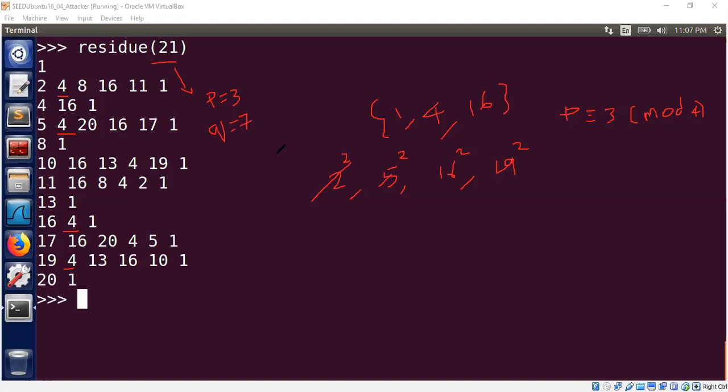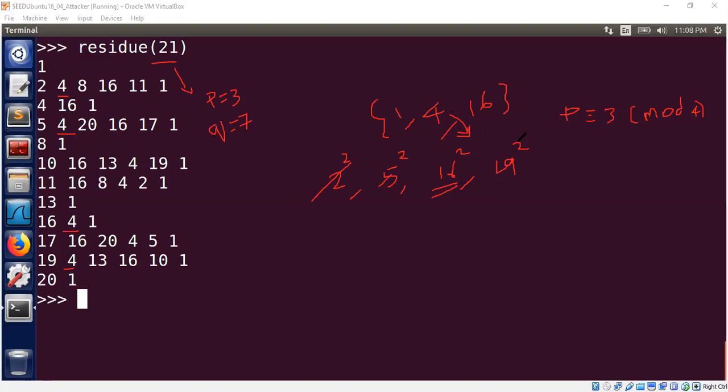Let's say Alice's goal is to send an even number to Bob. So she picked, say, 4, and 4 is a quadratic residue. So she sent 4 to Bob. What is Bob going to do? Bob is trying to find the square roots of 4. It could be 2 square, 5 square, 16 square, or 19 square. He throws away 2, 5, 19 because they are not quadratic residues, so he ends up with 16. And 16 itself is an even number, so he will know that Alice was sending an even number. Similar reasoning can be done for an odd number as well.